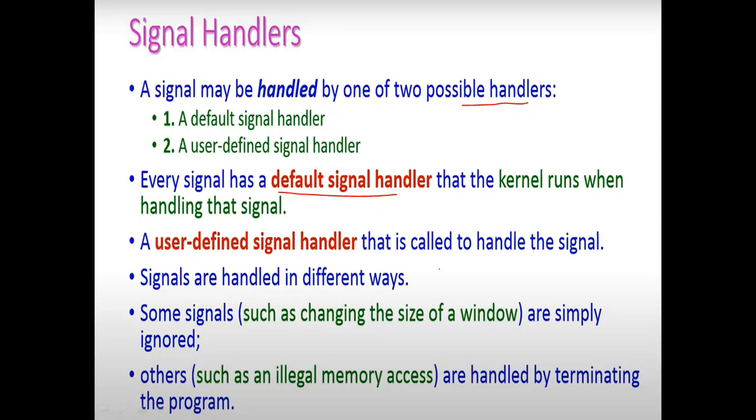So the signals are handled in different ways. Some signals are simply ignored. For example, if you need to change the size of the window, that type of signals will be simply ignored. In other cases, some signals are handled by terminating the program. That is, if the signals are illegal memory access, they will be handled by terminating the program. So what about the signal handlers? We have two types. One is default signal handler, and the other one is user-defined signal handler.